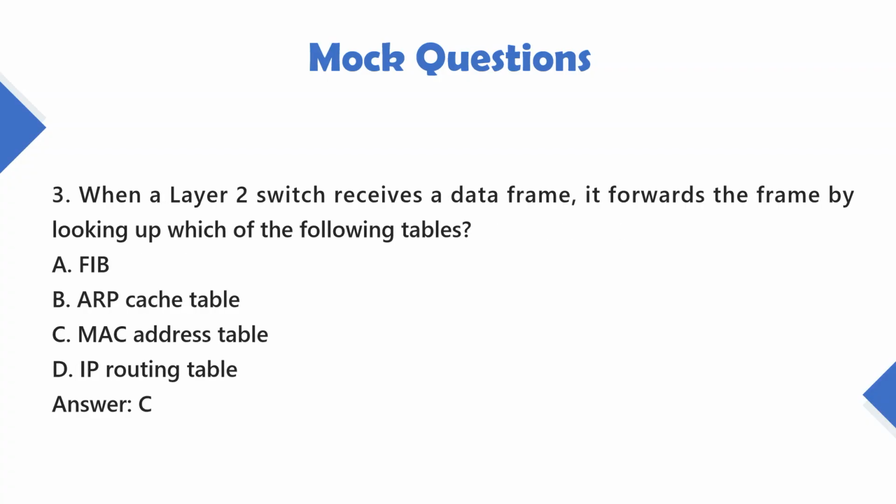3. When a Layer 2 switch receives a data frame, it forwards the frame by looking up which of the following tables? A. FIB. B. ARP cache table. C. MAC address table. D. IP routing table. Answer. C.